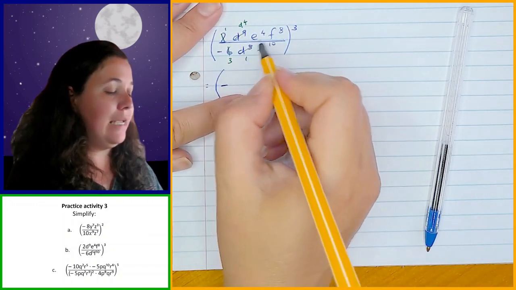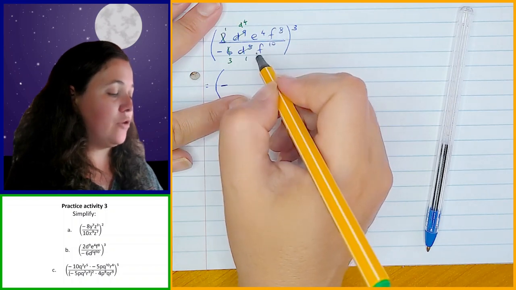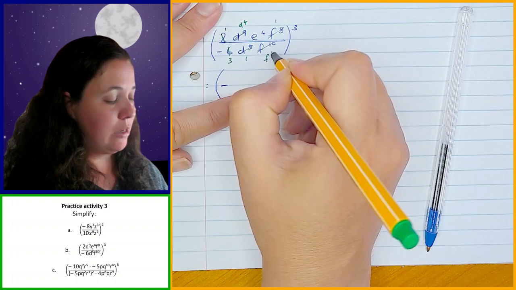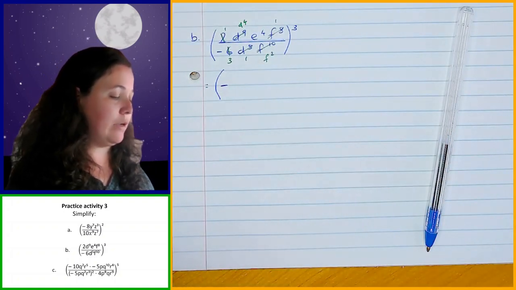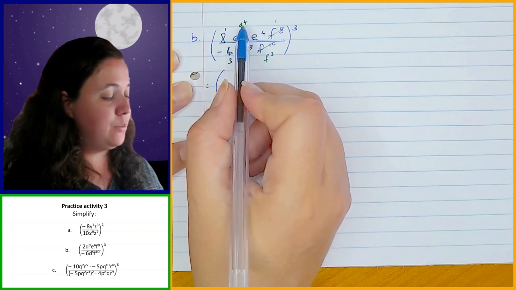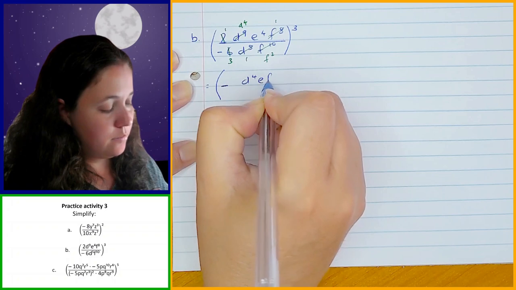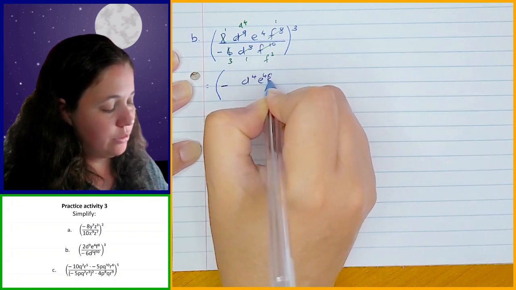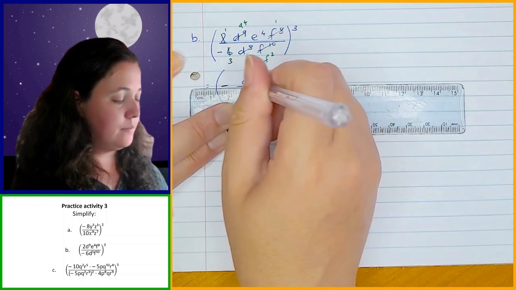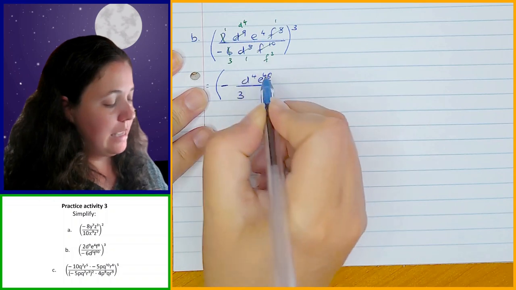I have e only in the numerator, so I can't simplify it. And then f to the power of 8 over f to the power of 10, that cancels, and this gives me f to the power of 2. Okay, so now I have in my numerator just d to the power of 4, e to the power of 4. There's no f there. And then in my denominator, I have got 3f squared.